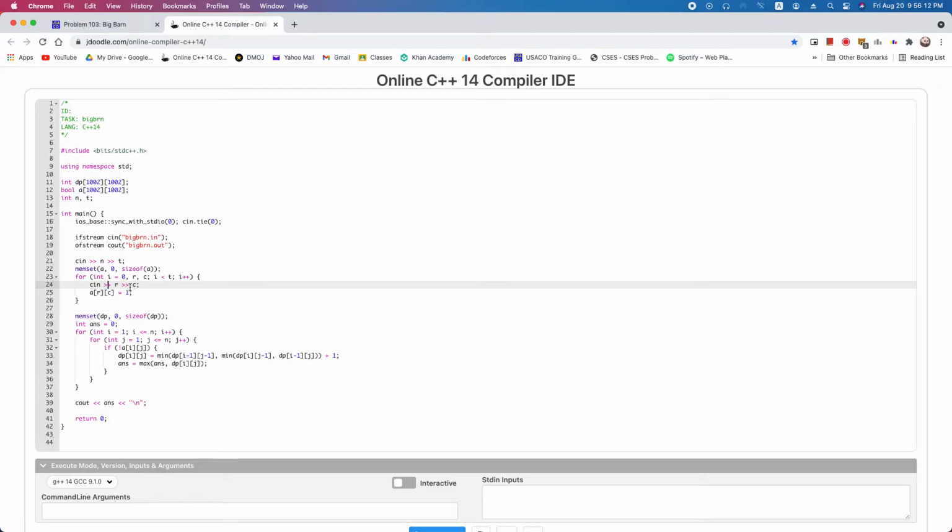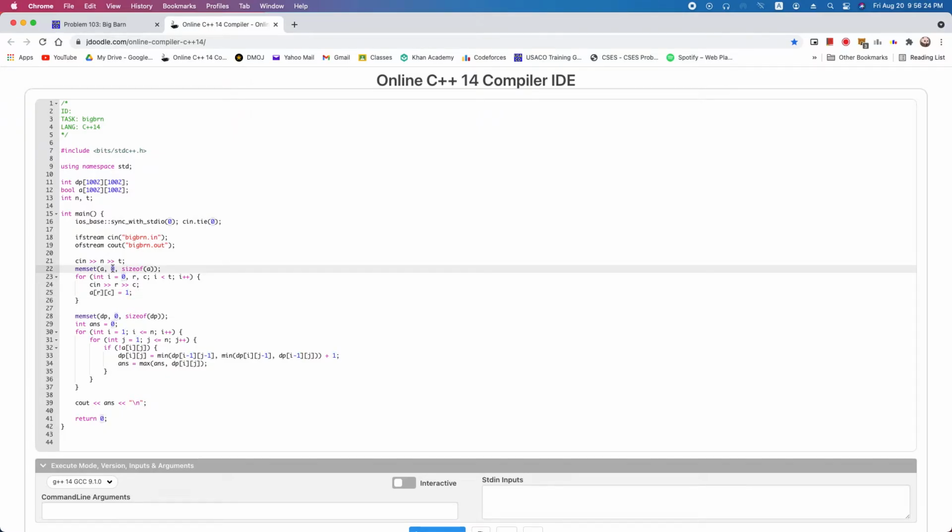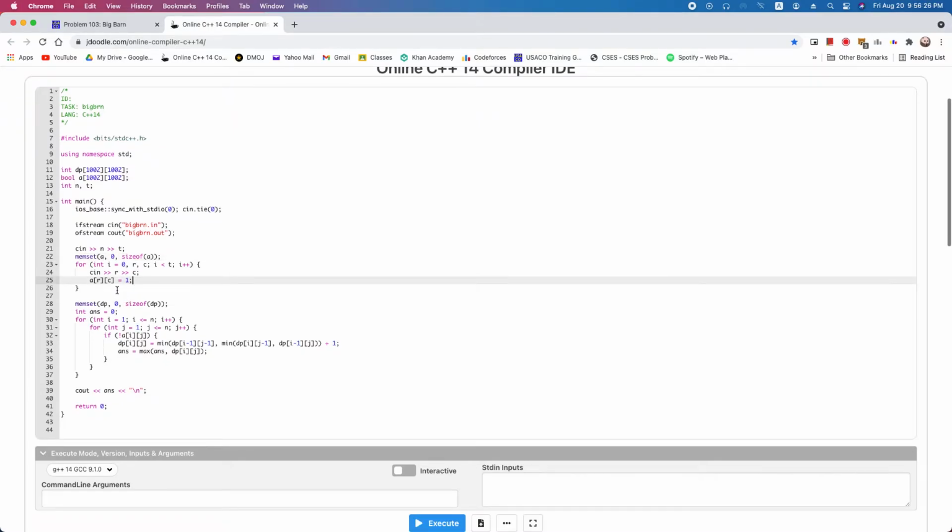First, I'll read the input and set the positions for those that have trees to 1. So this will mean that there exists a tree, and if it's empty, then it will remain as 0. Then we will use dynamic programming, and what we basically want to do is check for the previous 3 positions. So i minus 1, j minus 1, i, j minus 1, and i minus 1, j.